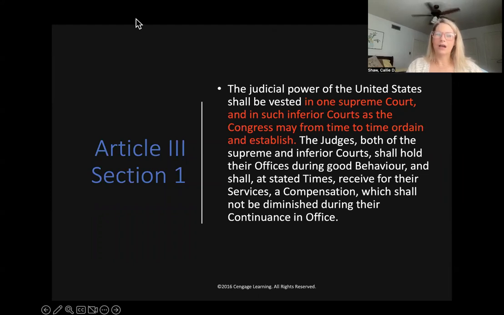So Article 3 outlines the power and the limits of the courts. It says that the judicial power of the United States shall be vested in one Supreme Court and in such inferior courts as the Congress may from time to time ordain and establish. The judges, both of the Supreme and inferior courts, shall hold their offices during good behavior and shall, at stated times, receive for their services a compensation which shall not be diminished during their continuance in office. Now, why did I read that long Article 3 paragraph? Well, does it say anything about what the Supreme Court does? What is their power? How many sit?